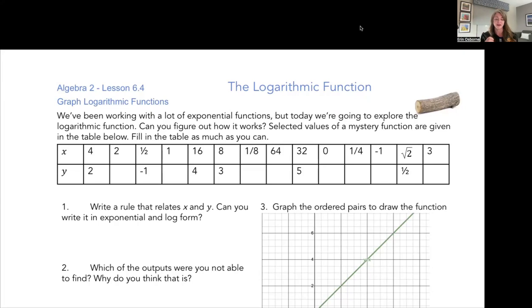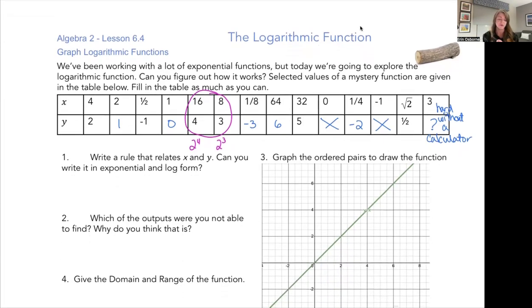Okay, so did you get some of these values? There were a few that didn't work, but hopefully you started noticing, especially in these two right here, that 2 to the 4th is 16 and 2 to the 3rd is 8. So y is the exponent and x is the output. The rule you might have written on number 1 could look like 2 to the y equals x.